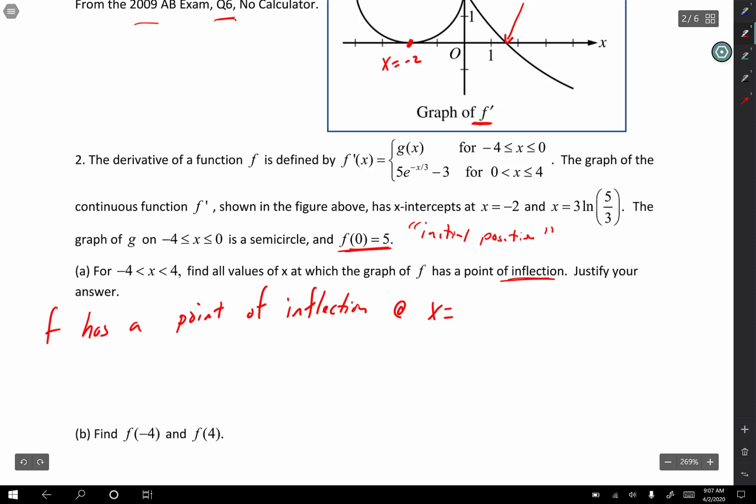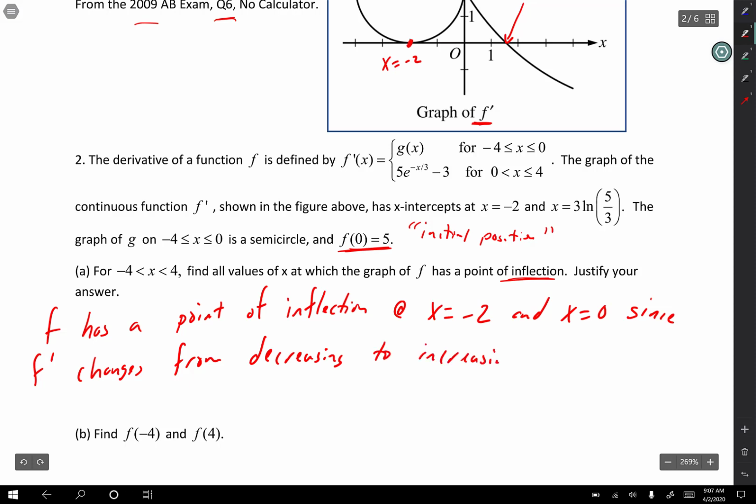at x equals negative 2 and 0, and x equals 0, since f prime changes from decreasing to increasing and vice versa at those specific x values. Perfect. Done.